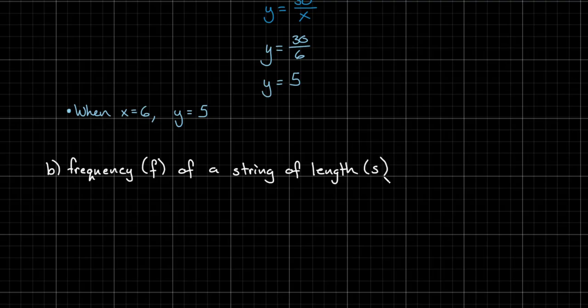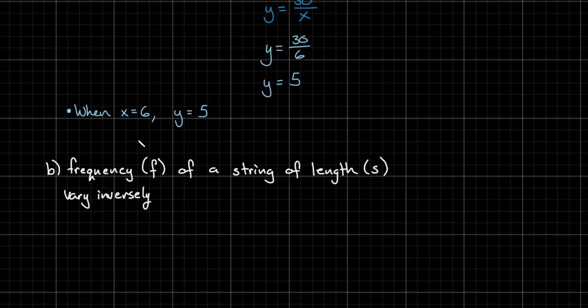So we have the frequency of a string, which, for those of you that don't recall from physical science, if you pluck a string, it's going to oscillate back and forth. It's going to do this sort of thing. And how many times it does that per second is known as its frequency. So the frequency of a string of length s varies inversely. Now, I worded that oddly, but frequency varies inversely as length. That's what we're stating here.